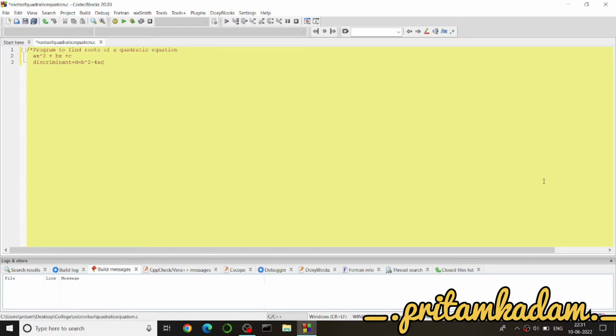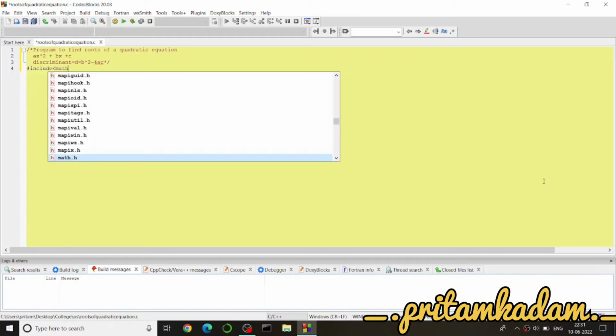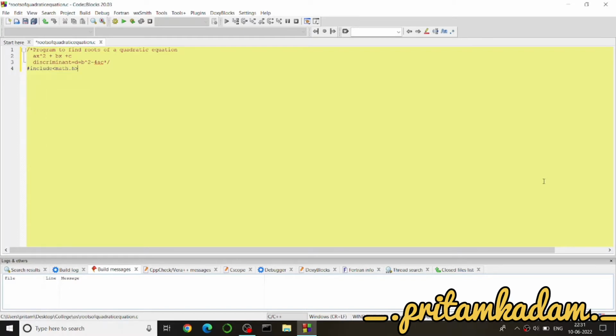So we have to include the math.h so that we would be able to use the square root function. So square root of discriminant would be used in finding the roots, and we will, as always, use the stdio.h also for the standard input output. So let us write it down. So hash include math.h and hash include stdio.h.